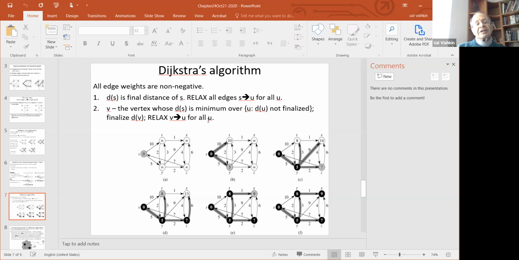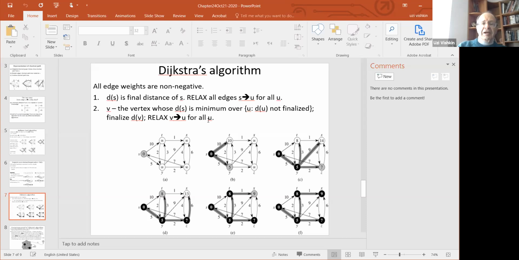One thing we can say upfront, and that's what we do in step 1 of the algorithm, is declare the distance to the source node S to be final, simply because it is 0. You are there already, so there is nowhere to go. That's a trivial point. So we can finalize that, and the whole idea of the algorithm will be to finalize the distance to one node at a time.